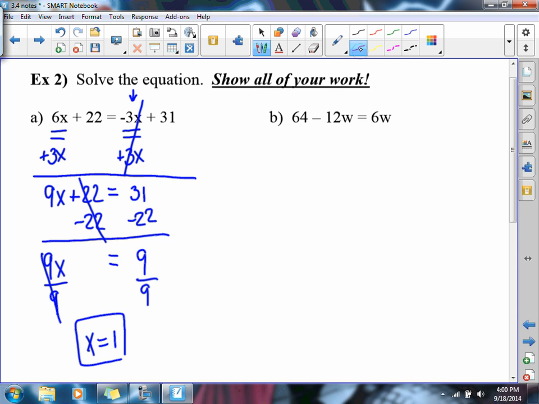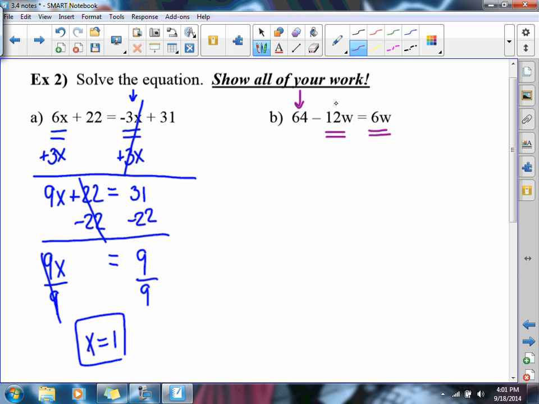Okay, now for part B, I have one number by itself. I have the 64, then I have the minus 12w equals 6w. So this number is really my only number. I don't have any other like terms to combine him with. But my 12w and my 6w, those are like terms, and I want to combine them together. Now, I want to get all the w's on one side and all the numbers on the other. This 64 is already my only number, and he's already on the left side.